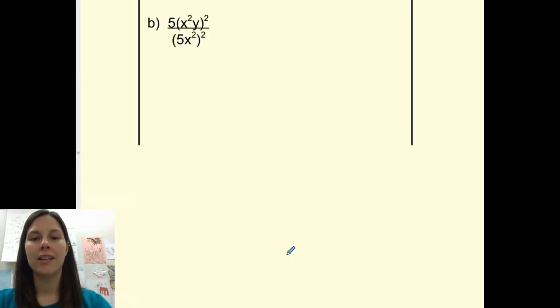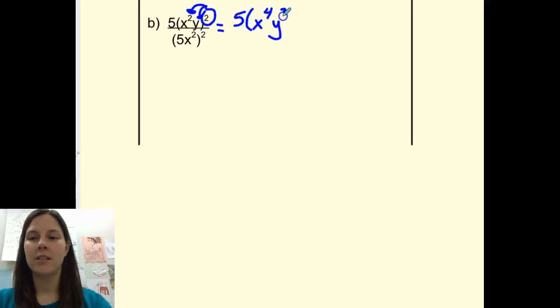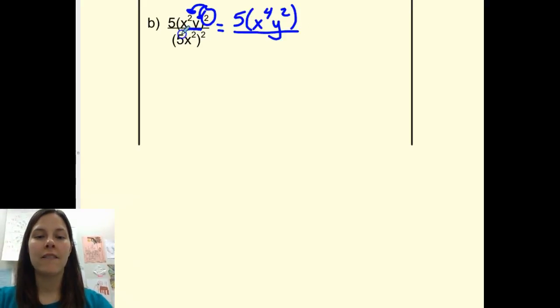Example B, we have no negative exponents, so that will be helpful. In the numerator, I will start by distributing this power to just what is inside the parentheses. I will not square my 5. X squared squared, we multiply those powers together, and then we have y squared. You can drop the parentheses at this point as well. In the denominator, that 5 is being squared, so I'll get 25, and then 2 times 2 gives me x to the 4th again.